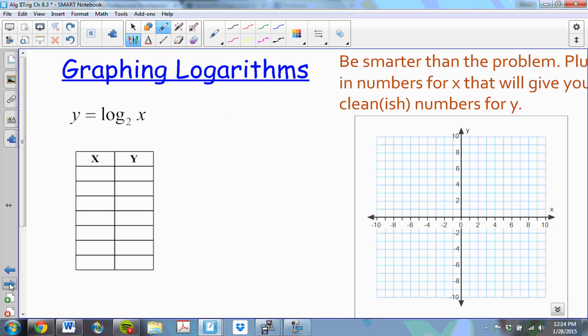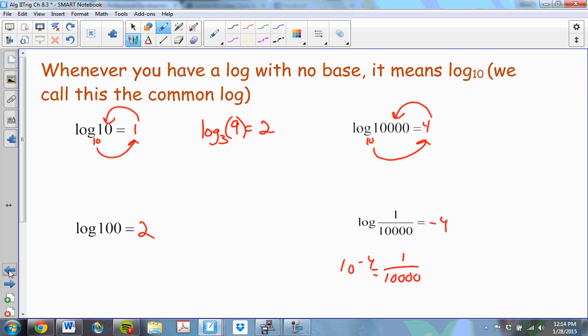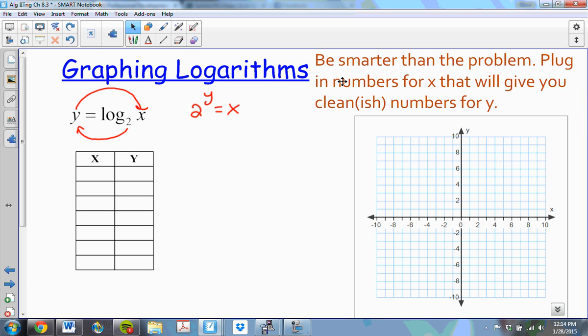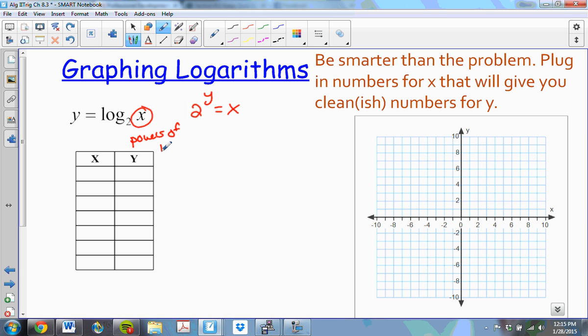And now we're going to graph them. Now, graphing is just evaluating over and over and over. Once you get comfortable doing stuff like this and doing stuff like this, graphing is just evaluating over and over. This is really saying 2 to what power equals x. That's really what this is saying. So what I want to do is be smarter than the problem and plug in numbers for x that give me clean numbers for y. What that means is I want this x value here to be powers of the base, which in this case is 2.